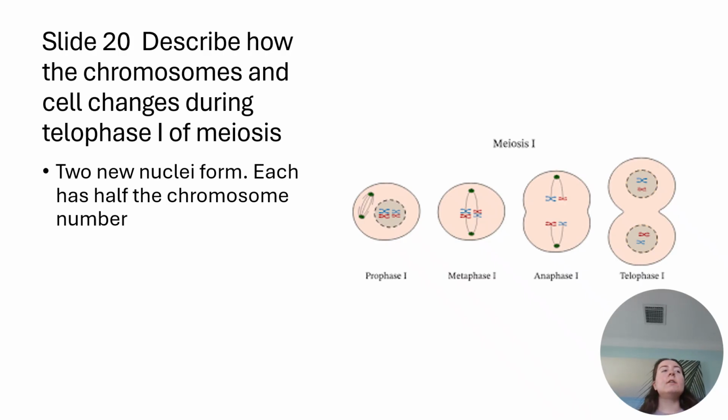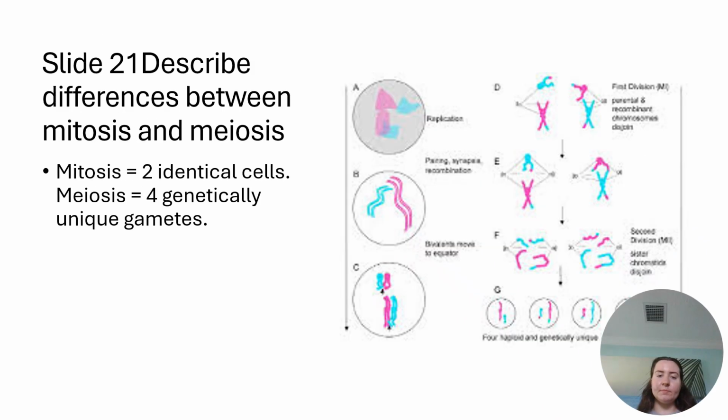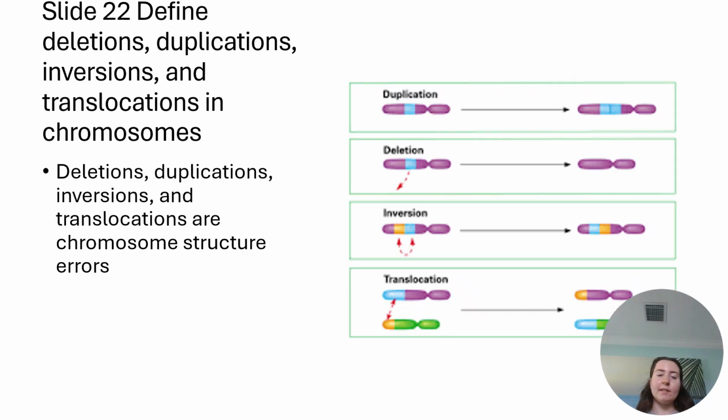20. Describe how the chromosomes and cell change during the telophase 1 of meiosis. Two nuclei form, each has half of the chromosome numbers. And you can see it coming together and then it splitting apart. 21. Describe the differences between mitosis and meiosis. Mitosis is two identical cells. Meiosis is four genetically unique gametes. You can see it all separating there.